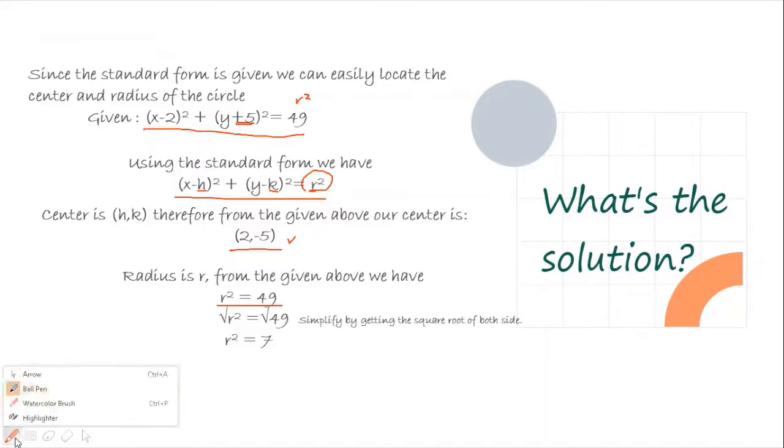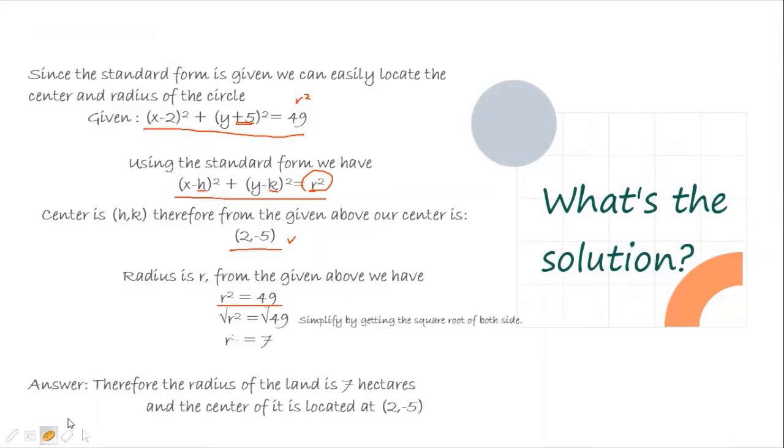We have a typo again here, so let's just remove the square root so you will not be confused. Again, our radius here is 7. The square root of r square is r. The square root of 49 is 7. So the radius of the land with the given standard form equation is 7 hectares. That's the radius, and the center is (2, -5). Hopefully you understand this one.